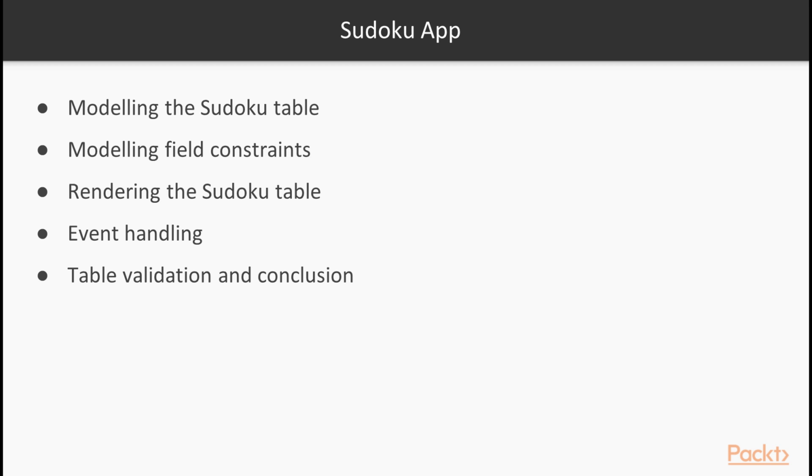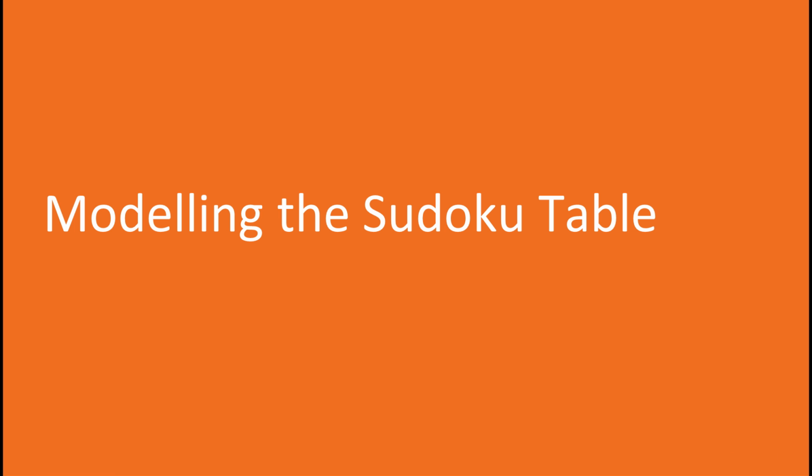We will write the application in 5 steps. In the first video, we will model the Sudoku table, followed by the modeling of the field constraints that will check whether the Sudoku table is valid or invalid. In the third video, we will render the Sudoku table. Then comes event handling, making sure that the user can select cells and change their values by using the keyboard. In the fifth and final video, we will validate the table and test our application. So let's start with the modeling of the Sudoku table.